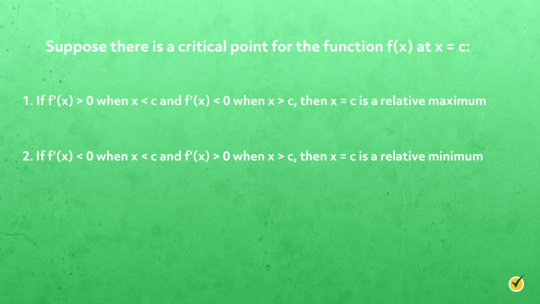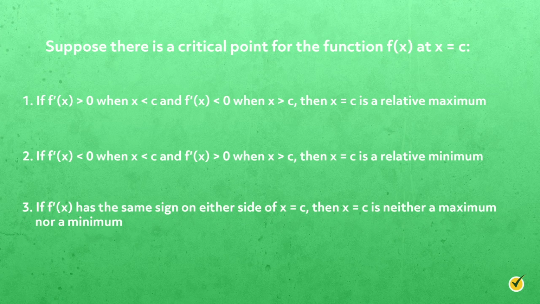2. If f prime of x is less than 0 when x is less than c, and f prime of x is greater than 0 when x is greater than c, then x equals c is a relative minimum. And 3. If f prime of x has the same sign on either side of x equals c, then x equals c is neither a maximum nor a minimum.